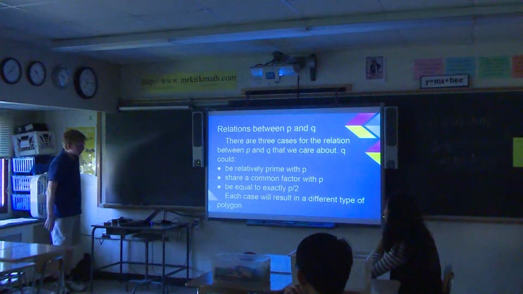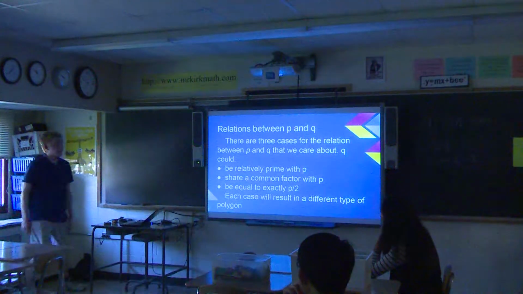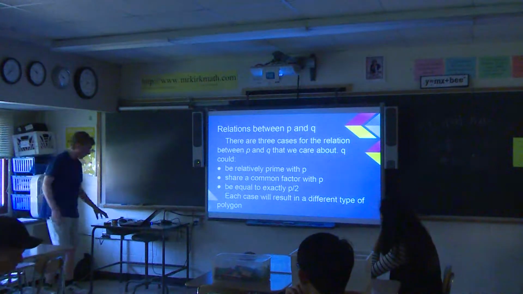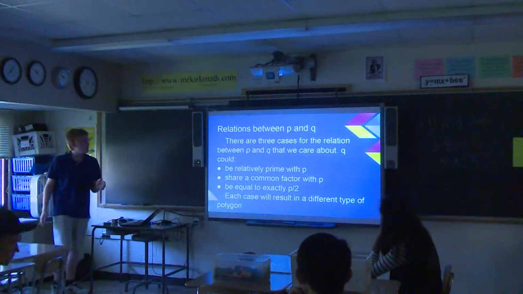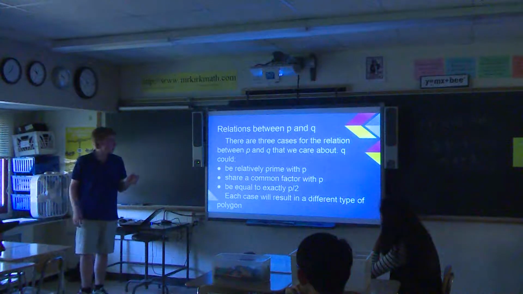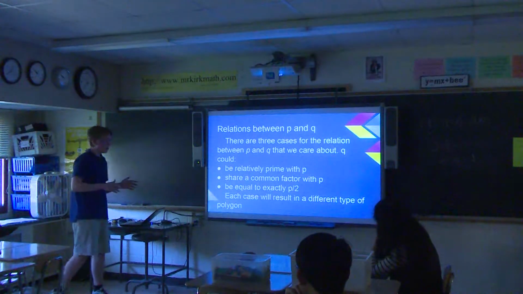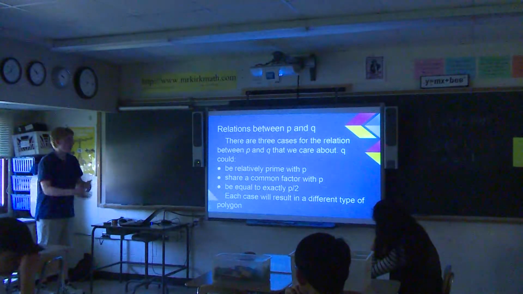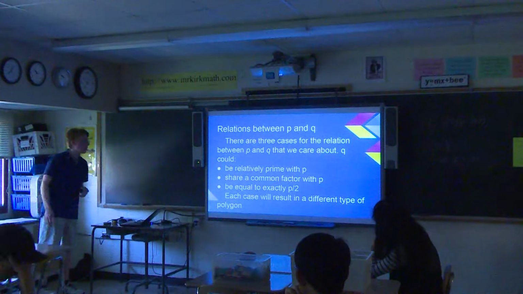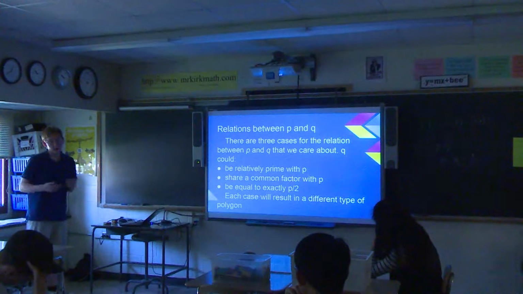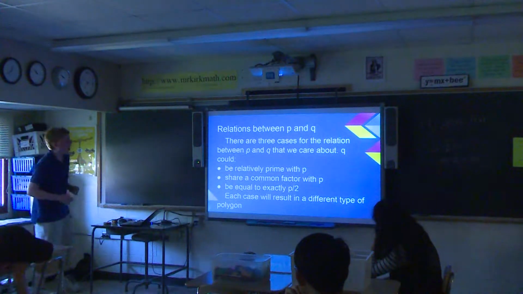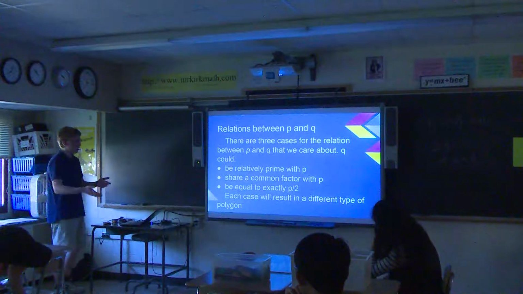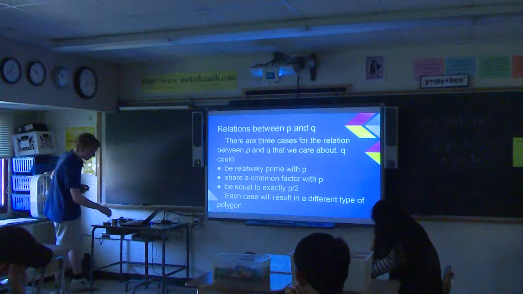Right. So the next thing to look at is how P and Q relate and what that tells us. There are 3 cases that we care about. We say that either P is relatively prime with Q, meaning that they don't share any factors besides 1, or that could not be the case and they could share a common factor. Or the third case, which is actually a special case of the second one, Q is exactly P over 2. Each of these cases is going to give us a different type of polygon.